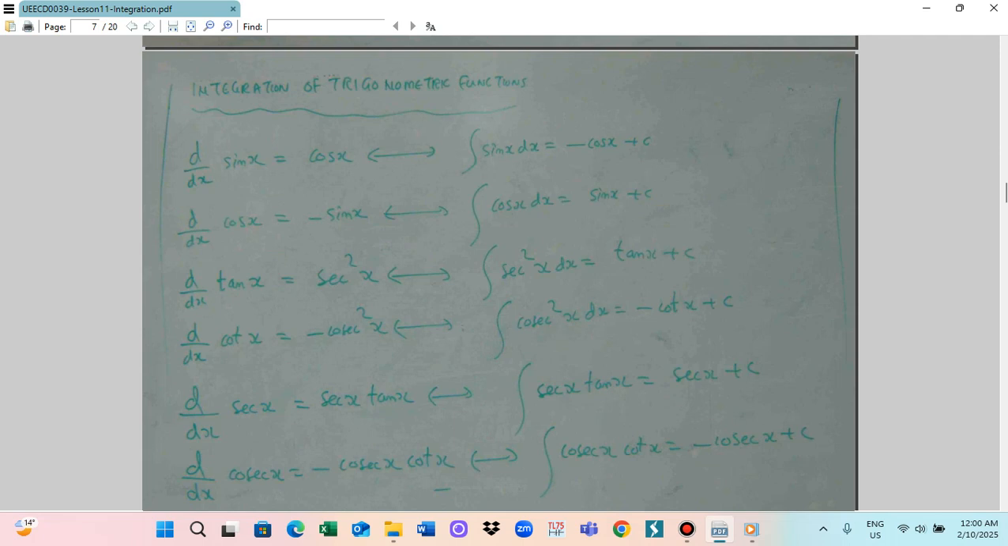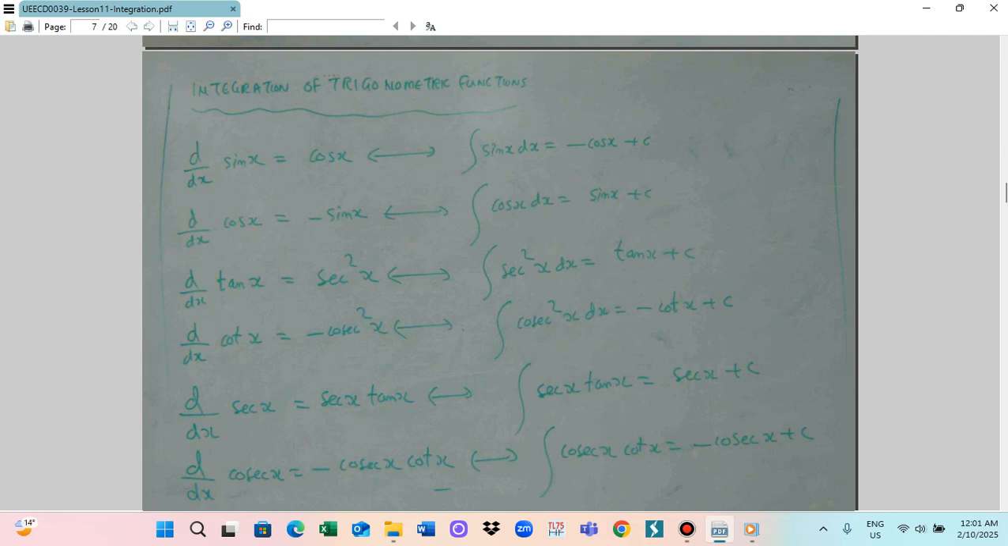So this means that d by dA of sine A is equal to cos A. But the integration of sine A dA is equal to minus cos A plus c. And similarly, d by dA of cos A is equal to minus sine A. So this one is the opposite to here. Integration of cos A dA is equal to sine A plus c.